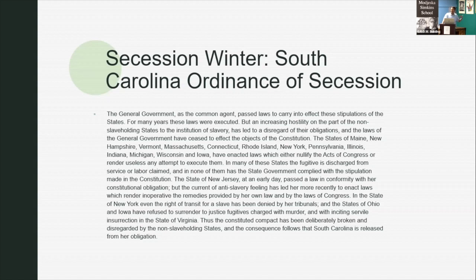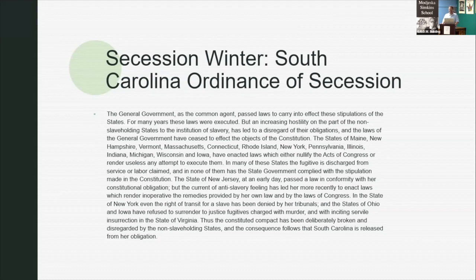So they actually note examples of northern states violating the Constitution. They say, in the state of New York, even the right of transit for a slave has been denied by her tribunals, and the states of Ohio and Iowa have refused to surrender to justice fugitives charged with murder and with inciting servile insurrection in the state of Virginia.